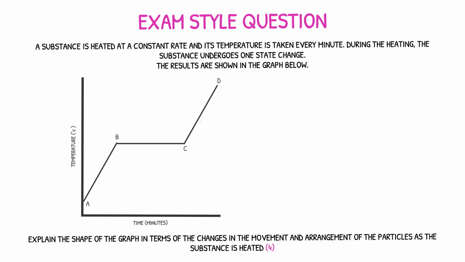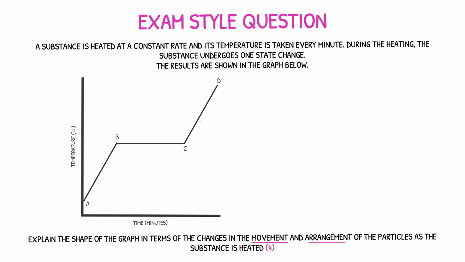As this is a 4-mark question, this indicates to us that the examiner needs 4 good points. The question specifically asks for you to explain changes in movement and arrangement of the particles, and so you'll need to make points on both to get the 4 marks here. The mark scheme for this question has 5 marking points in total.